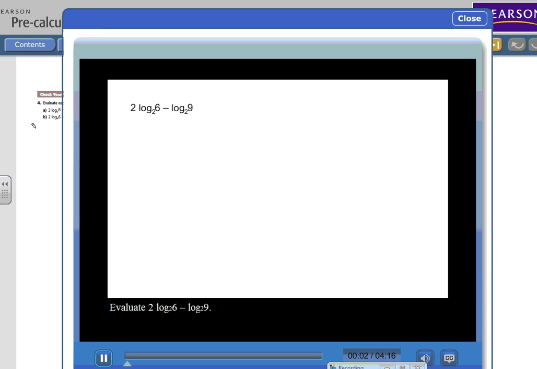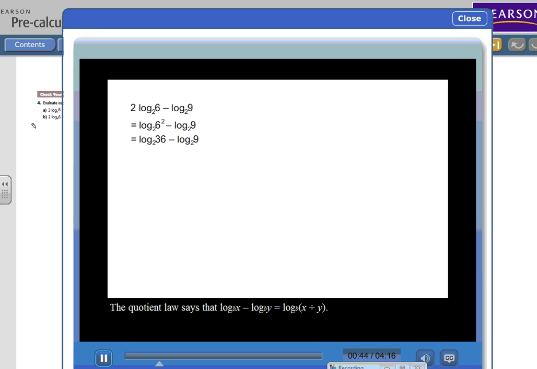Part A. Evaluate 2 log base 2 of 6 minus log base 2 of 9. The power law says that n log base b of x is equal to log base b of x to the power of n. For 2 log base 2 of 6, n equals 2, b equals 2, and x equals 6. So, 2 log base 2 of 6 can be written as log base 2 of 6 to the power of 2. I can simplify 6 to the power of 2 and write log base 2 of 36.